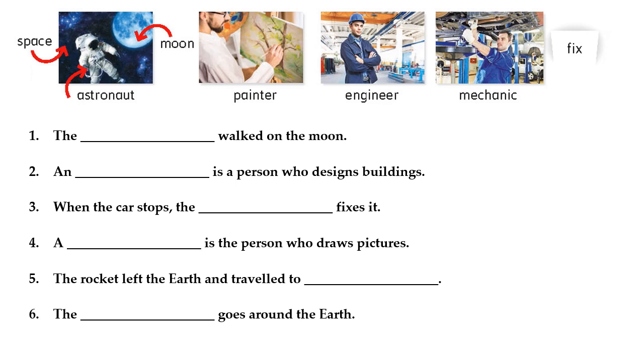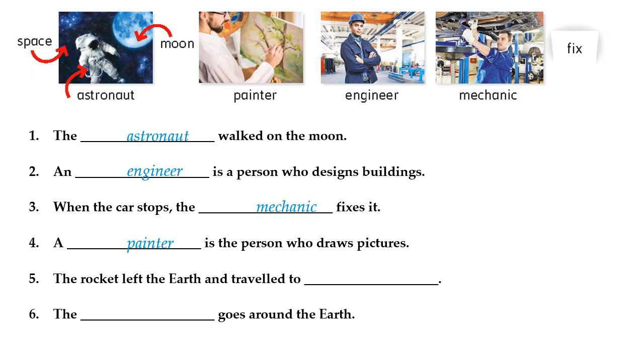Number 1. The astronaut walked on the moon. Of course, the astronaut walked on the moon. Number 2. What is a person who designs buildings? It's, of course, an engineer. Number 3. When the car stops, the mechanic fixes it. Of course, it's the job of the mechanic. Number 4. What is a person who draws pictures? It's the painter.